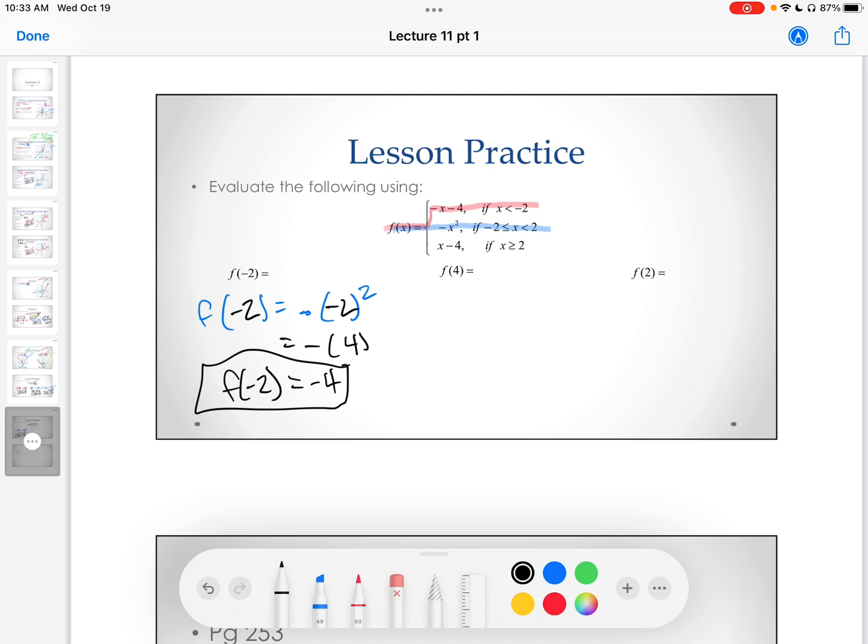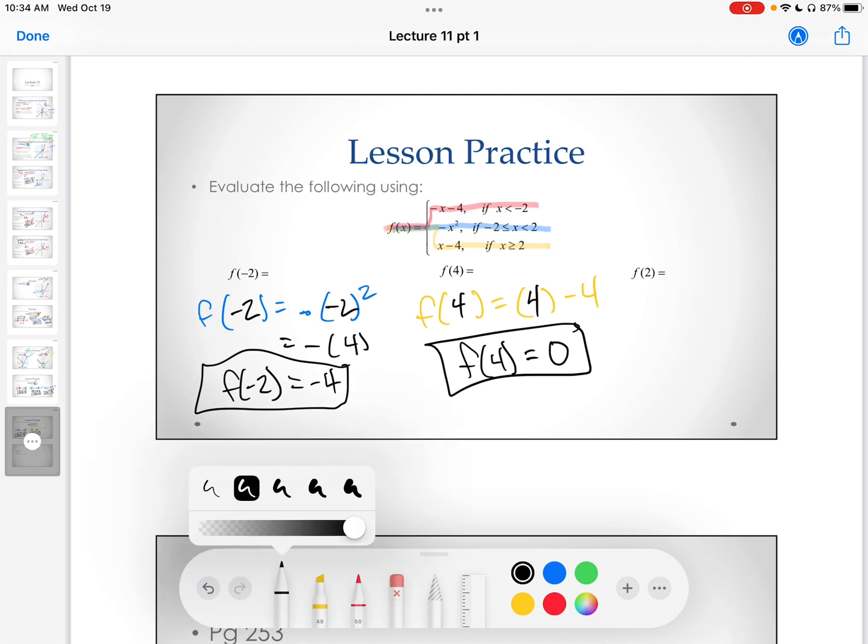Okay, next we have 4. Well, 4 is not between -2 and 2. 4 is greater than 2, so we're going to use our yellow function for this one, f of x equals x minus 4. What are we plugging in there? We'd be plugging in our 4. So we end up with f of 4 equals 0. Nice and easy math.